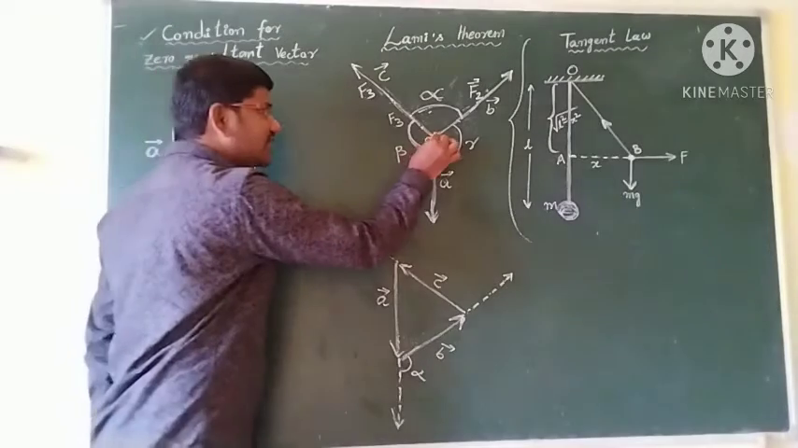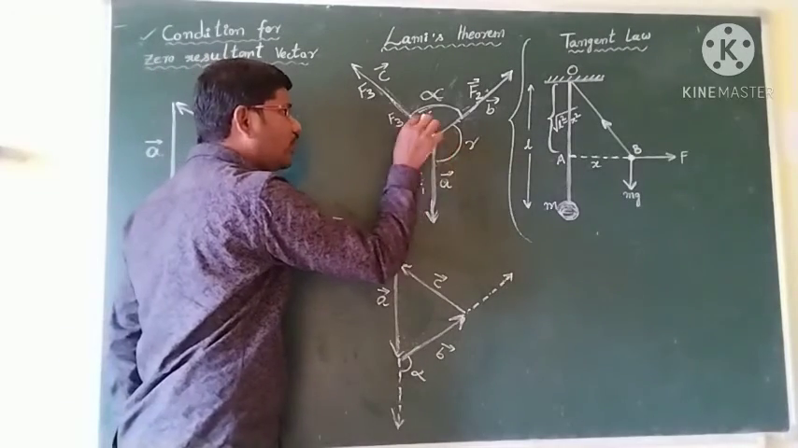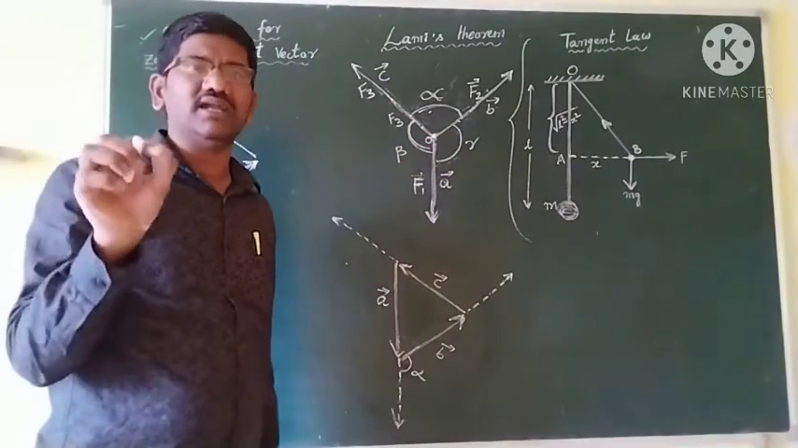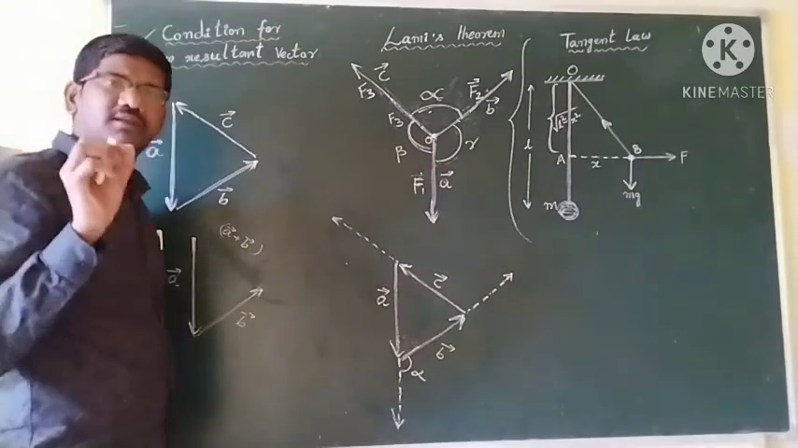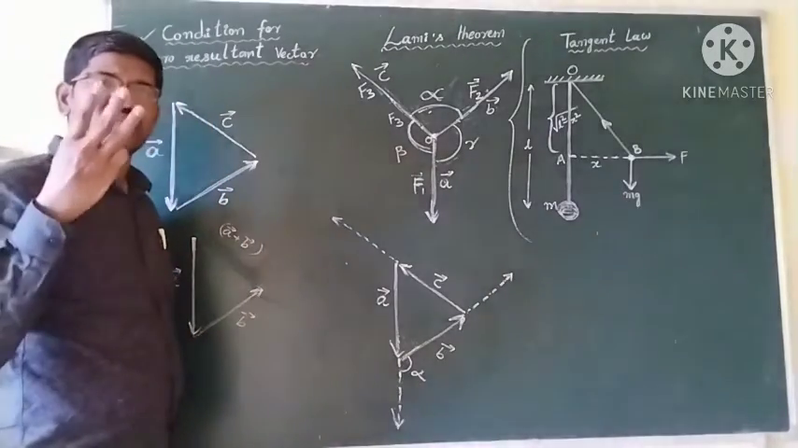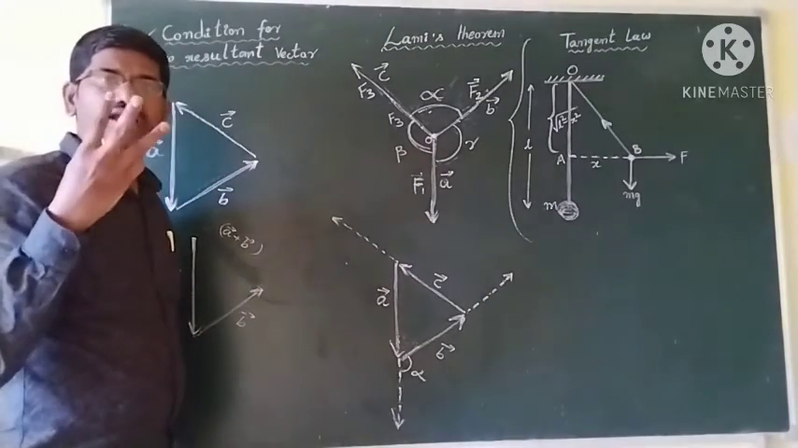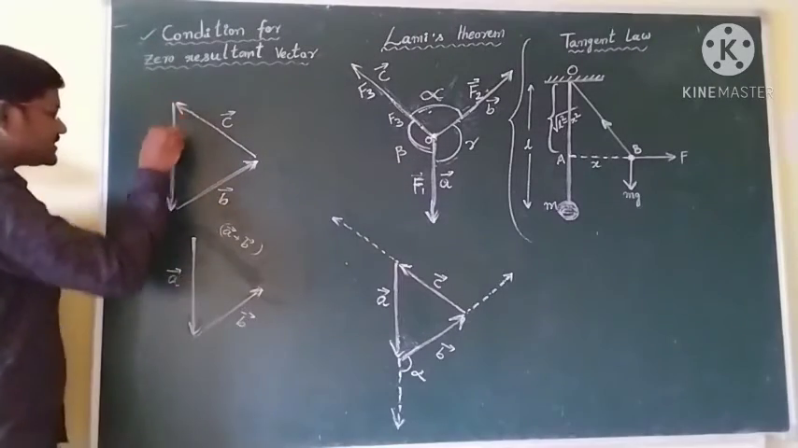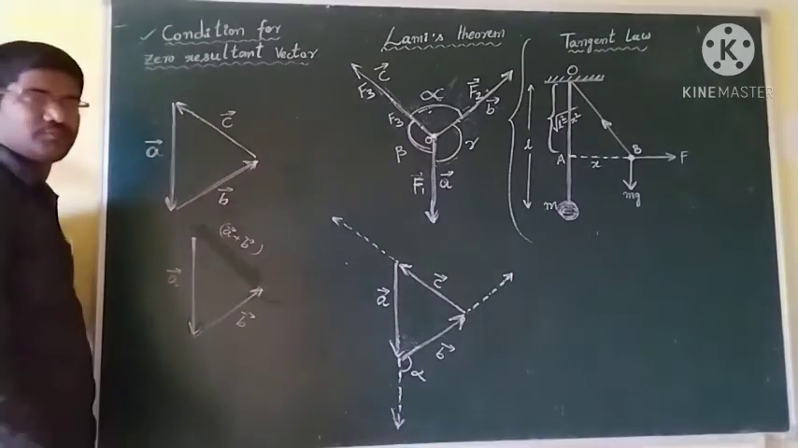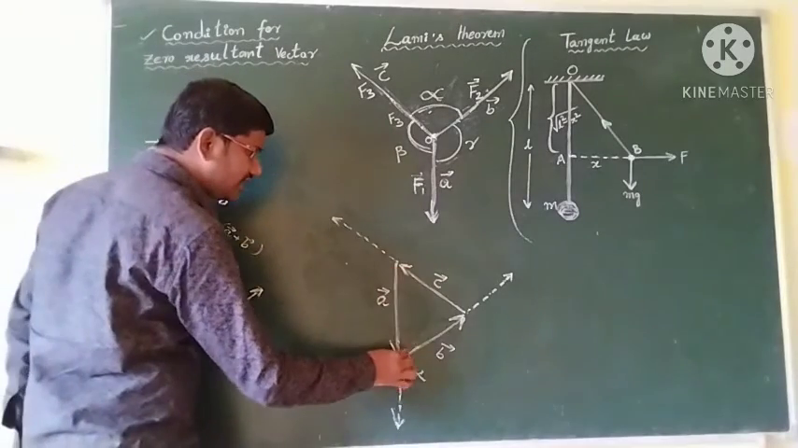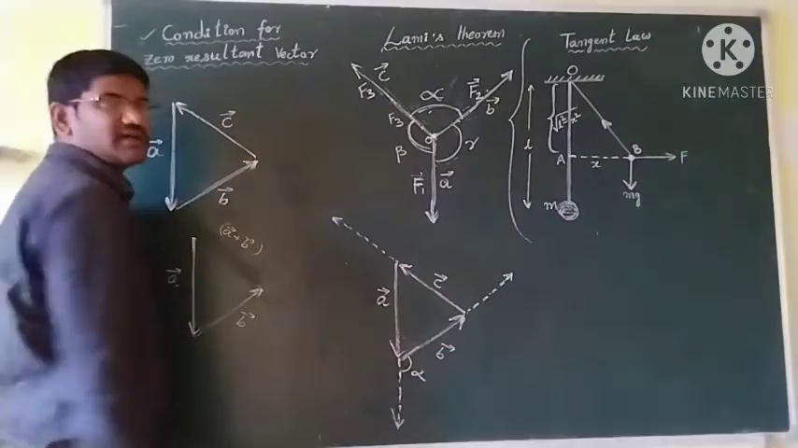If three vectors act at a point O and keep the particle at rest, then those three vectors can be represented along the three adjacent sides of a triangle. You can represent the first side, second side, third side of the triangle. So that is a triangle: a bar vector, b bar vector, c bar vector.